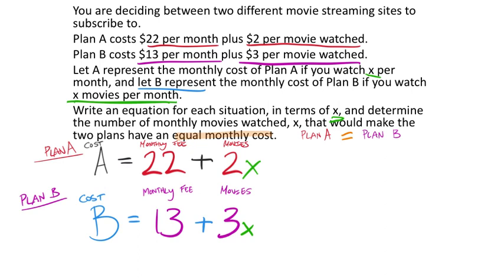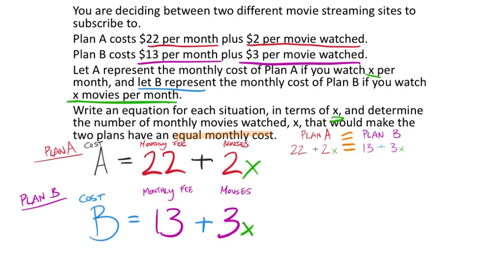Well, what is plan A? Well, we found that plan A is 22 plus 2x. So you see I substituted right there, by the way, just using substitution or replacement. Plan B says it's 13 plus 3x. So instead of plan B, I'm going to replace that with 13 plus 3x. So those two expressions are going to be made to be equal to each other.